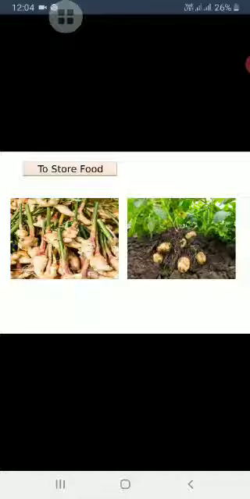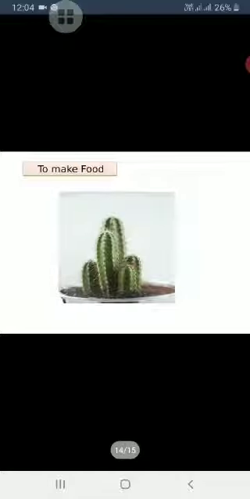Stems are also modified to make food. Like a cactus plant grows in deserts where there is very little water. To prevent loss of water from the surface of the leaves, these are modified to become spines. It is the green stem in the cactus that performs all the functions performed by the leaves in other plants, including the preparation of food. The stem is preparing food for the whole plant.